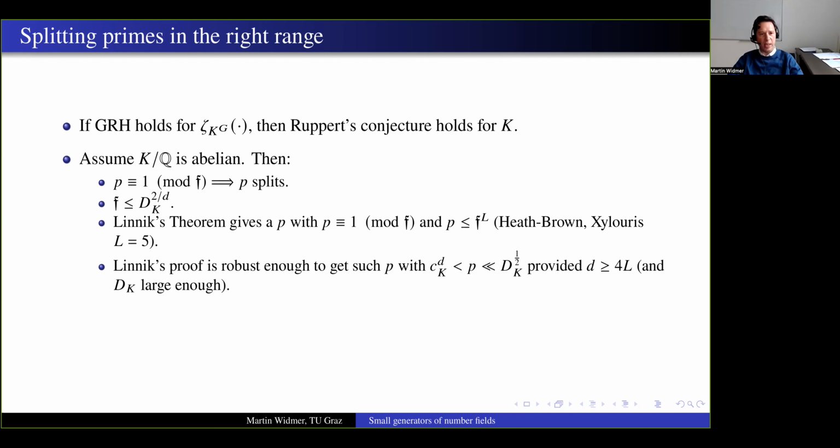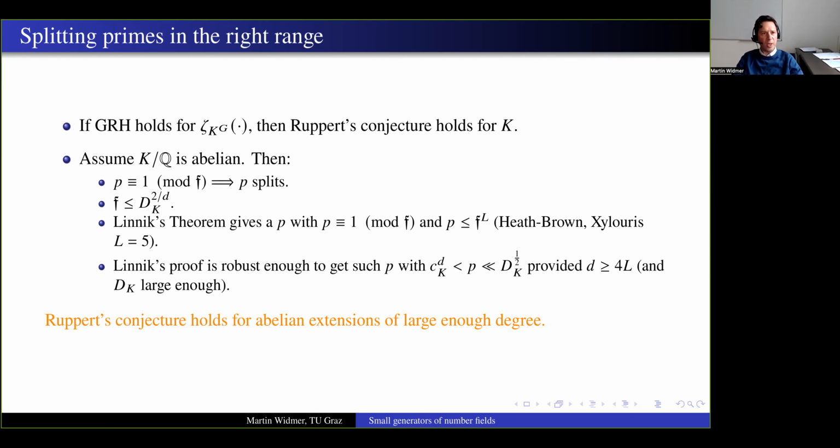Now, the important thing here is that Linnik's proof is quite robust. It allows you not only to produce a small splitting prime, it also allows you to produce a splitting prime in the right short interval. And therefore we get exactly what we need, but we need a condition on the degree, because if you combine the bound on the conductor and the bound on the splitting prime, they translate to d having to be at least 4L. So this means Ruppert's conjecture holds for all abelian extensions of sufficiently large degree.